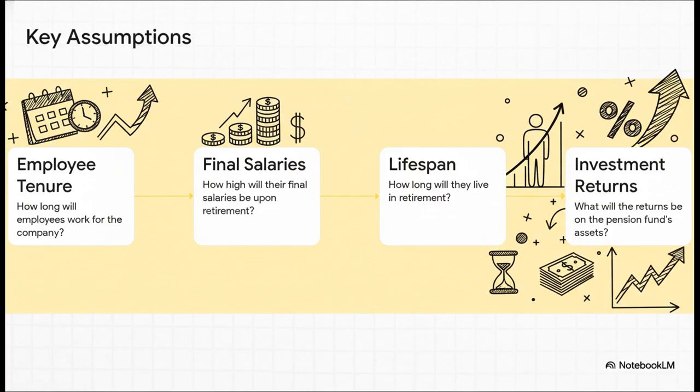Third, and this is a huge one, how long will they live? Actuaries use what are called mortality tables, but people are living longer and longer, so these tables are always changing. Every extra year a retiree lives is another year of payments the company has to make.